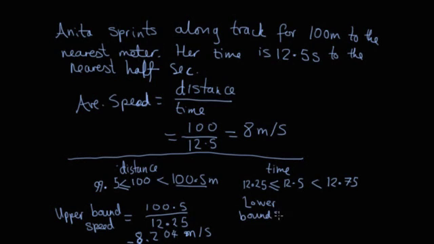And the lower bound speed, same logic, the distance would be the smallest distance she could possibly have run, so the 99.5, but she'd have had to have done that in her longest time, so 12.75, and that gives us a slowest speed of 7.804 meters per second.